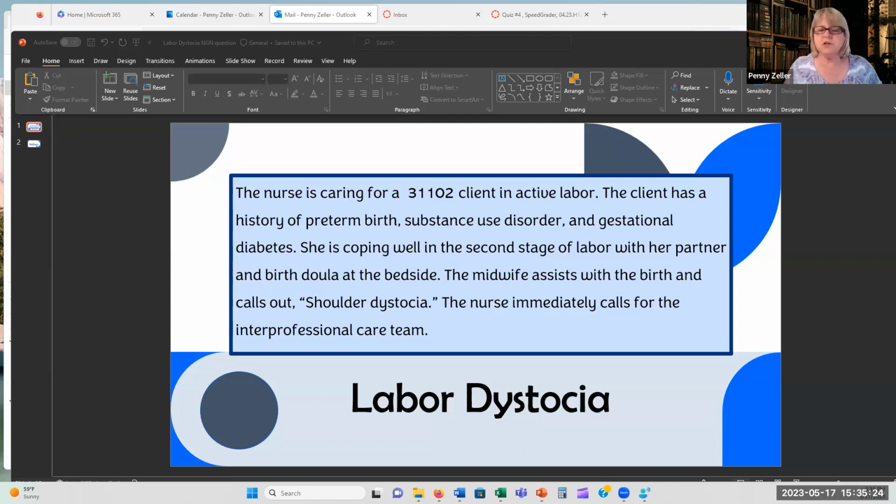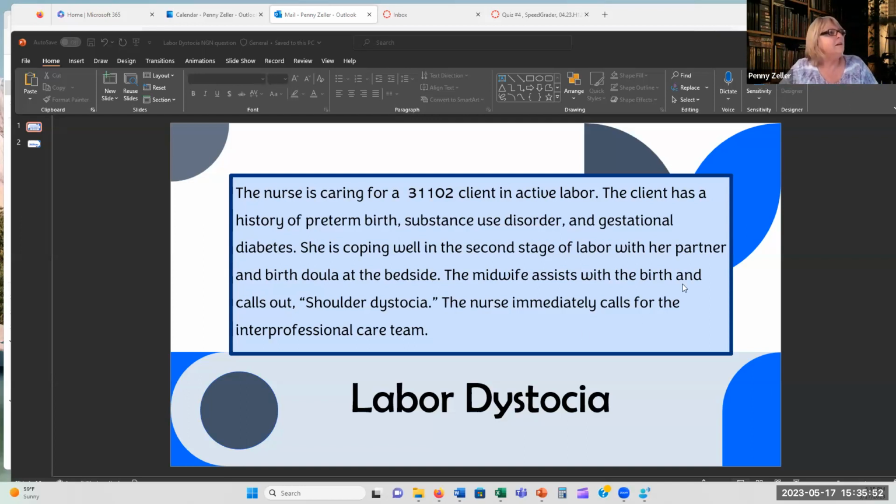So what is shoulder dystocia? Is that one that shoulders are unable to get past? Yeah, so it's about the fetus, isn't it? And she is a gestational diabetic, so she probably has a big baby, especially if she didn't control her blood glucose during pregnancy and that baby grew. Okay, so usually we see shoulder dystocia in our diabetic clients.